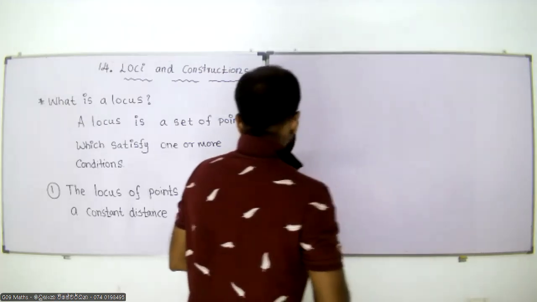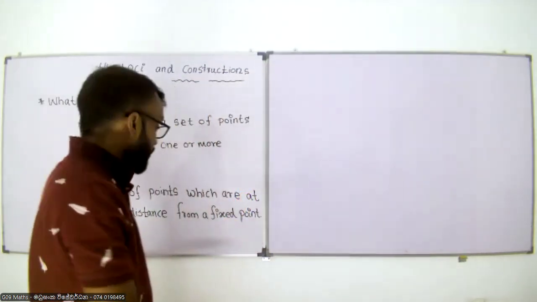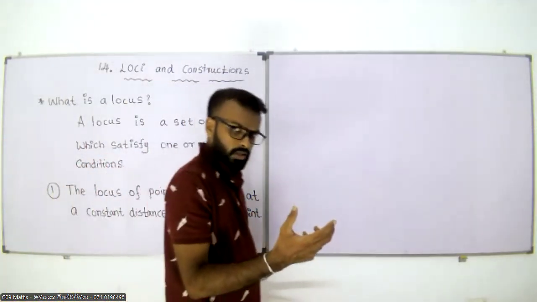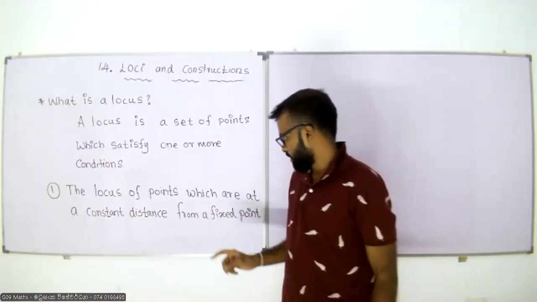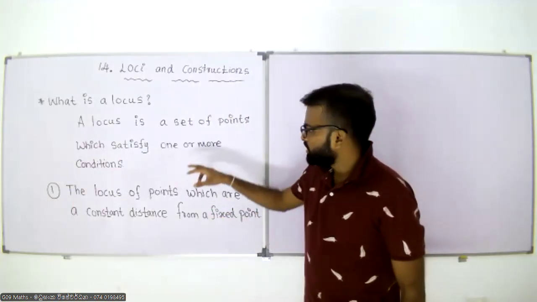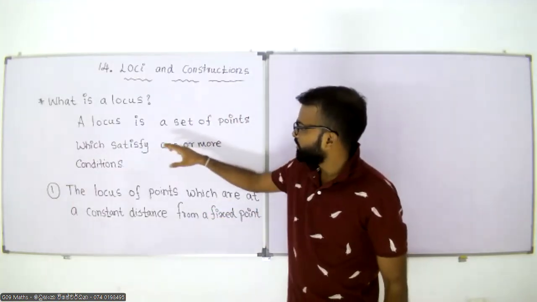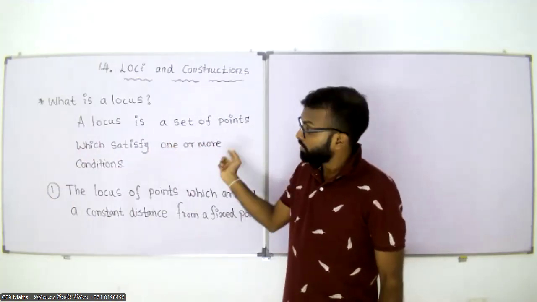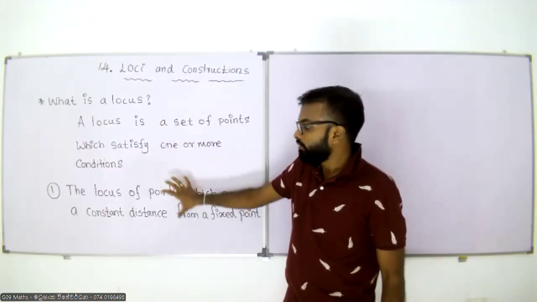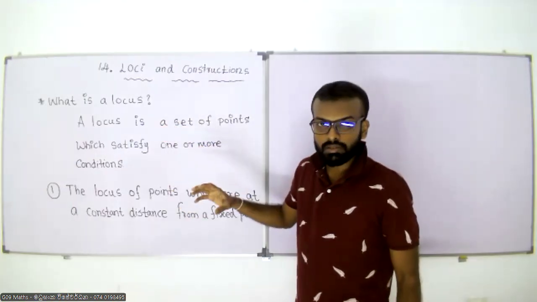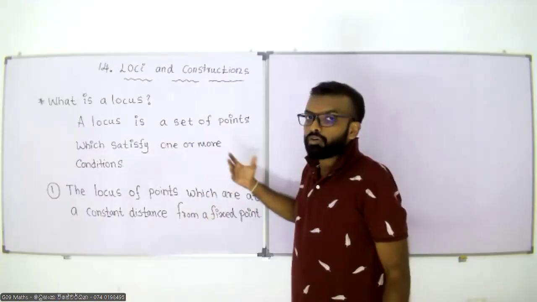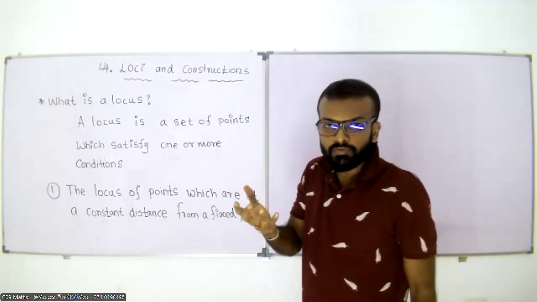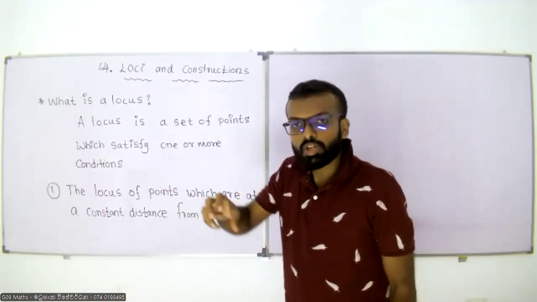First of all, I will explain what we have here. The locus is a set of points. What is the condition, as we mentioned here? A set of points which satisfy one or more conditions. So that is called a locus. There should be a set of points, and those points should satisfy one condition or more.